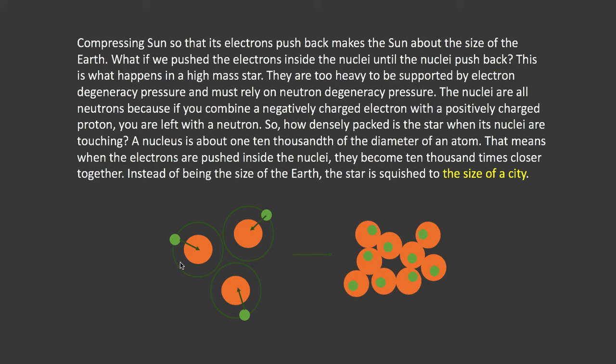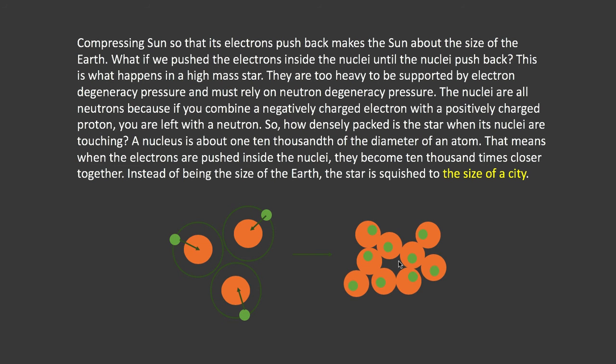If you take all of these electrons and squish them inside of the nucleus, you've taken away the electron cloud around the atom, and the nuclei will be touching, so it becomes a nuclear density. It's no longer made of atoms, it's just made out of neutrons. Those things are called neutron stars, and they're the size of a city. So we have the sun compressed down to the size of the Earth. A high mass star will be compressed down to the size of a city.